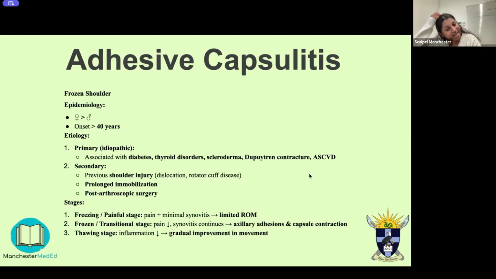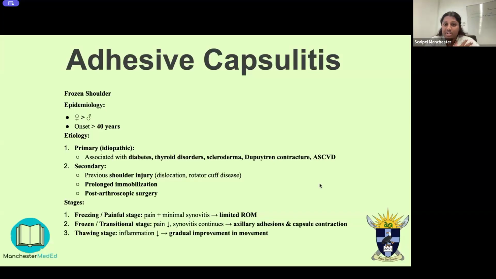So adhesive capsulitis is just frozen shoulder. It's seen above 40 years, in women, especially with diabetes, and the South Asian population experiences this a lot. It also sometimes is the first precursor to someone having diabetes, so look out for that as well. It's associated a lot with diabetes, thyroid disorders, especially hypothyroidism, scleroderma, Dupuytren's contracture, which is basically when this part of your hand just goes like that, and any cardiovascular diseases.